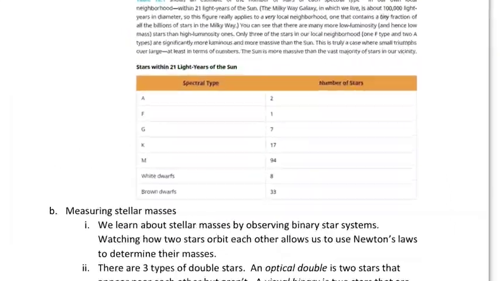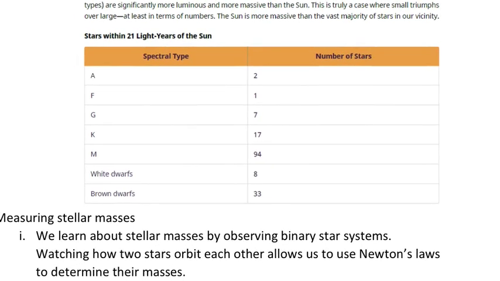So here's a population count, sort of. Remember, we talked about O, B, A, F, G, K, M for the spectral types. O's were the hottest and M's were the coolest, right? So within 21 light years of the sun, so just in our little neighborhood, you might say, there are 2 A stars, 1 F star, 7 G stars, 17 K stars, and 94 M stars. So that's a nice measure of how many low-mass stars there are. 33 brown dwarfs and 8 white dwarfs. Remember, white dwarfs are stars that are sort of at the end of their lives.